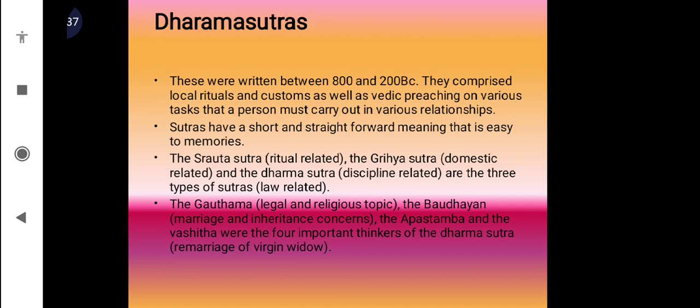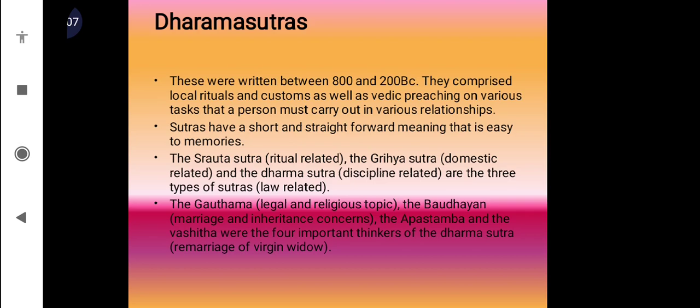Gautama on legal and religious topics, Baudhayana on marriage and inheritance concerns, Apastamba and Vasishtha were the four important thinkers of the Dharma Sutra, including remarriage of a virgin widow. So Gautama is always related to legal and religious topics. Baudhayana is related to inheritance concerns.